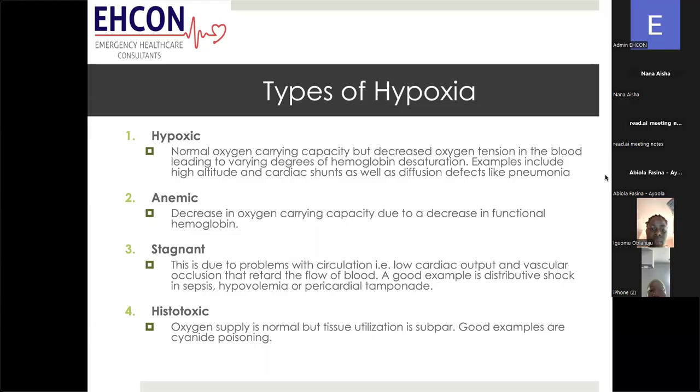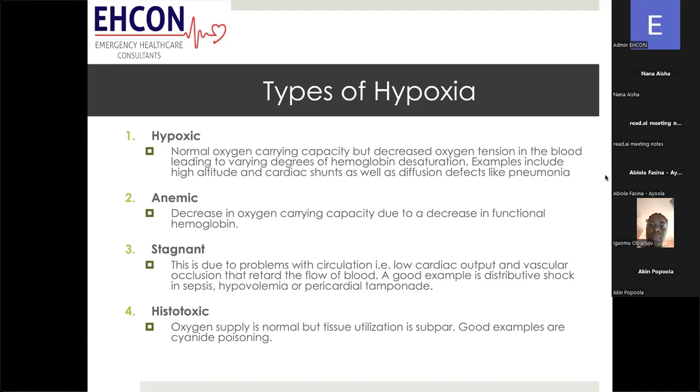The third type of hypoxia is the stagnant type. In this case, the oxygen carrying capacity is fine. The oxygen tension is just okay, but there are problems in the circulation. I think of this as a block in the pipe. It's kind of what your plumber has to do when they come and clear your drains. The pipes have something there that is impeding the flow of blood and therefore impeding the delivery of oxygen to tissues. Examples of this are low cardiac output states and vascular occlusions that obstruct the blood.